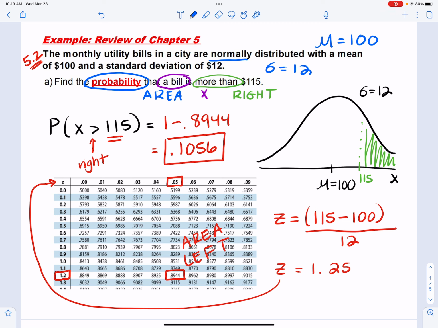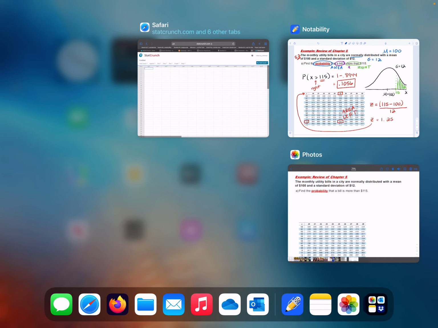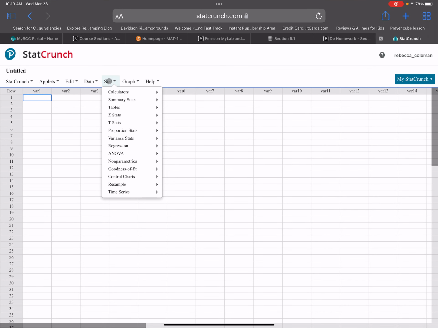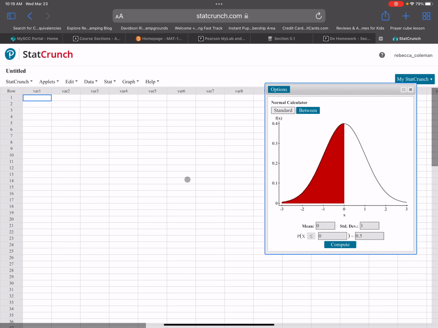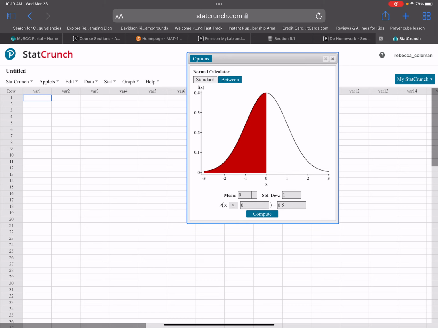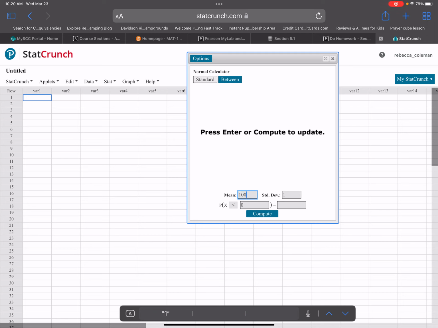Okay, so in this first one that we worked, we were looking for a probability that a bill was more than $115. If I were going to look at this in StatCrunch, I would go to my stat calculators and pull up the normal distribution. When I'm looking at my normal distribution, the first thing I want to do is make sure that I have the proper mean and standard deviation. If you're working in terms of z, you leave these 0 and 1. But if not, you want to make sure that you input your mean and your standard deviation.